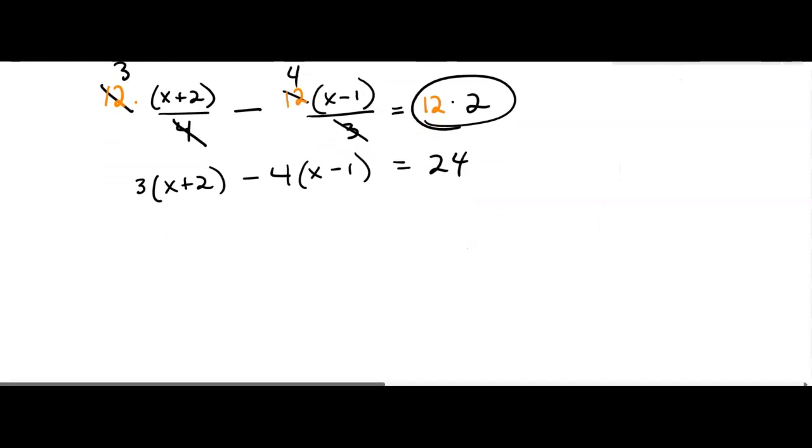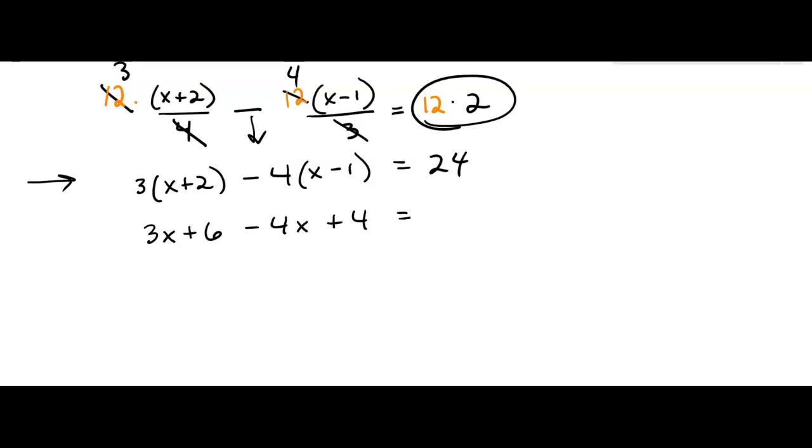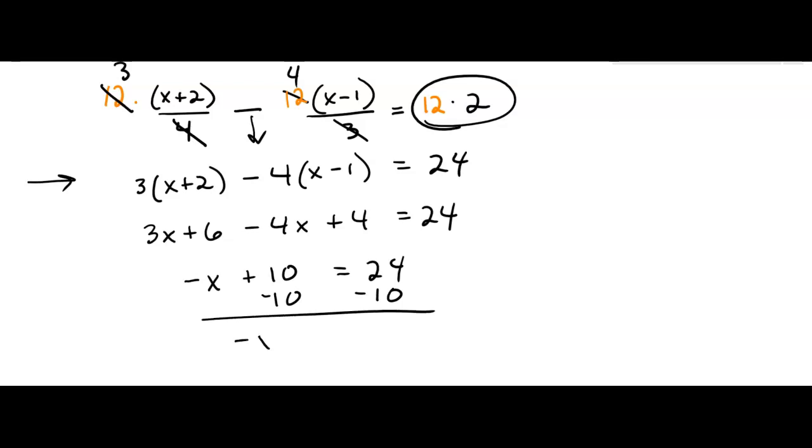Now, some of you might say, oh, well, I didn't really want to write that step. I was going to distribute. Just make sure you're careful when it's subtraction, because that's got to be distributed. So you're going to have 3x plus 6 minus 4x plus 4 equals 24. And then I'm gathering my like terms. -x plus 10 equals 24. I'm subtracting 10. -x equals 14.